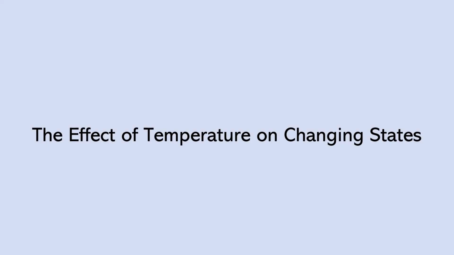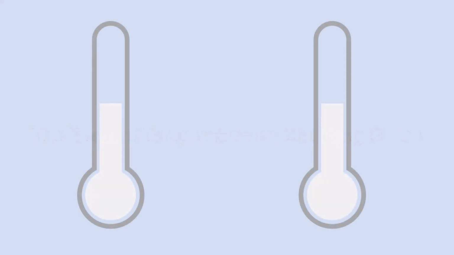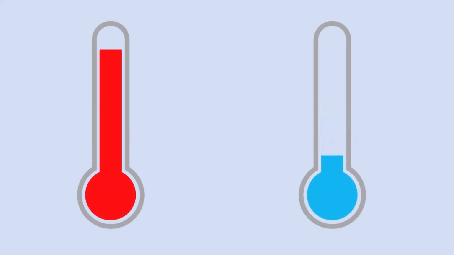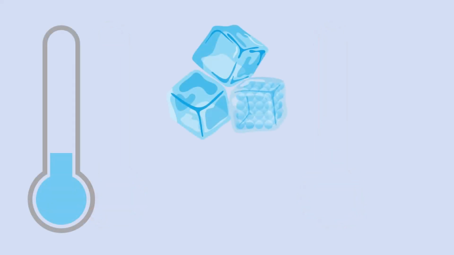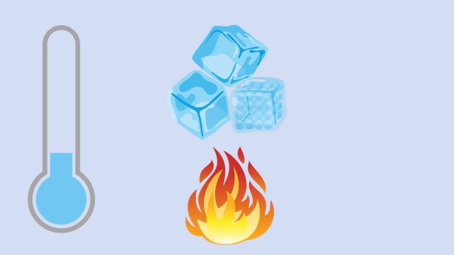We'll start by looking at the effect of temperature on changing states of matter. When you heat or cool matter, its state can change. Let's take a block of ice as an example. If you heat it, the kinetic energy of the particles inside the ice increases, making them move faster. As they vibrate more intensely, the forces holding them together weaken, and eventually the ice starts to melt.